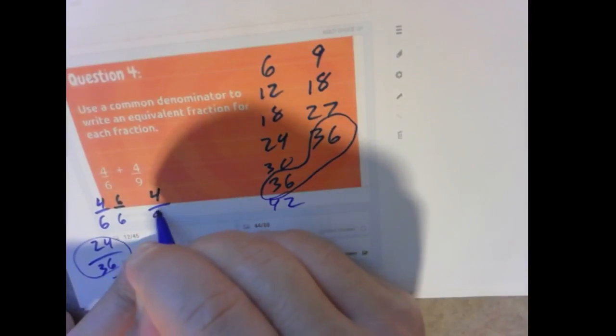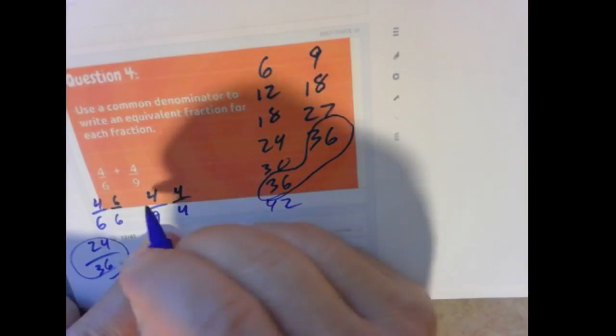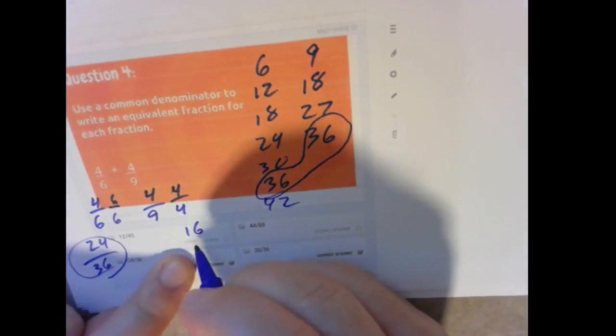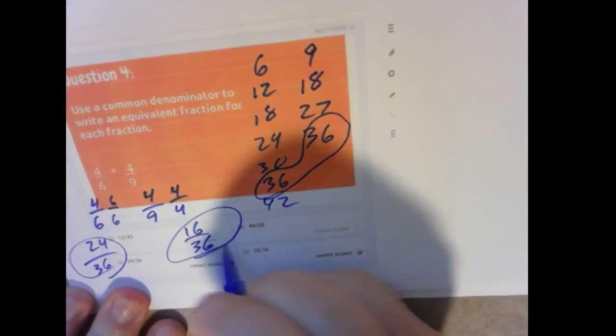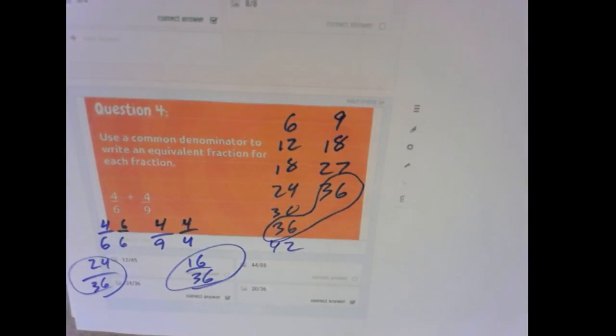Okay, now 4 over 9. How do I go from 9 to 36 using multiplication? Well, that would be 9 times 4, right? So 4 times 4 is 16. 9 times 4 is 36. Now we have that common denominator: 24 over 36 and 16 over 36. And in the next quiz, we're going to actually perform adding or subtracting these together. All right, great job.